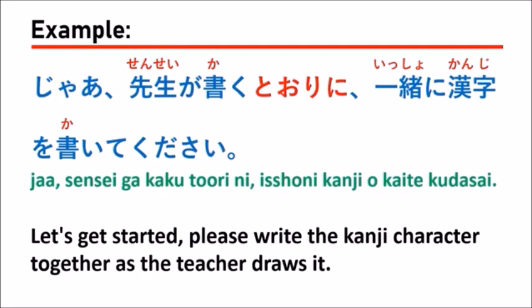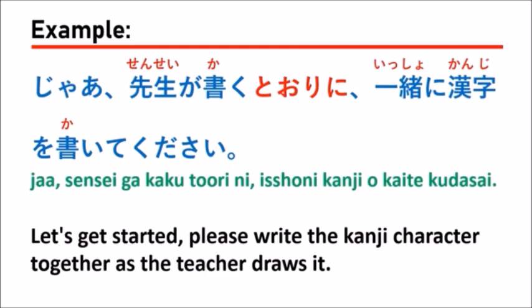You see that in this sentence, they use a verb with the grammar of tori. Here, our verb is kaku. Kaku means writing or draw, and here it is the dictionary form. So what you have to remember is that you can use tori with the verb in the dictionary form or in the past tense form only. In this case, kaku is the dictionary form.